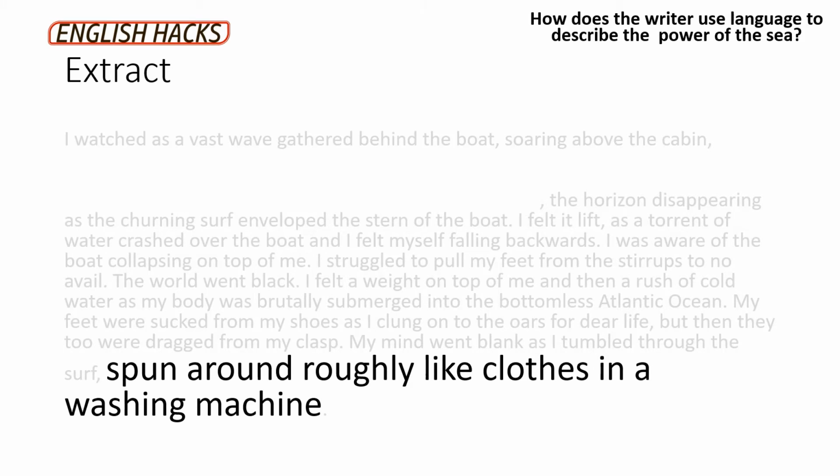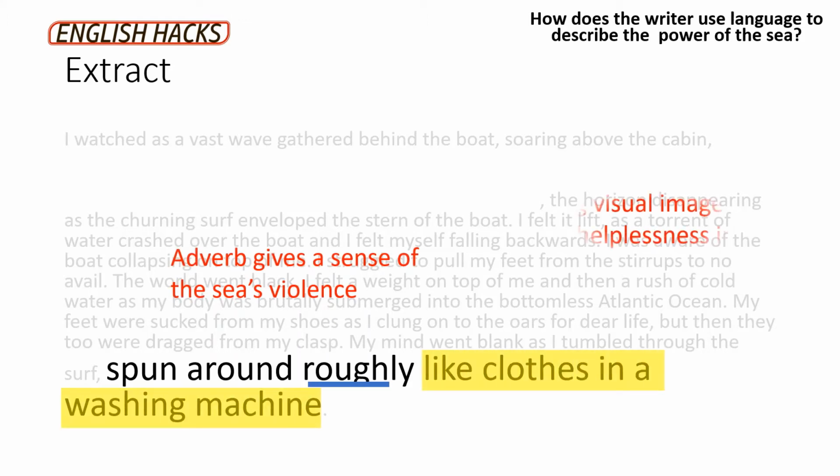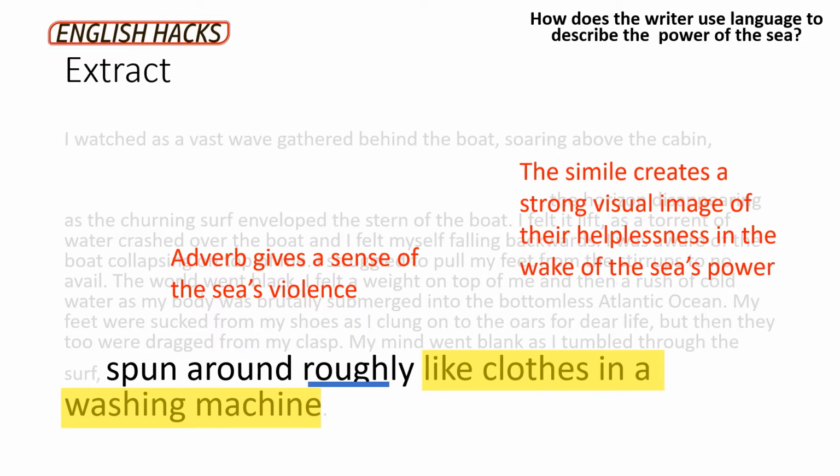Our final quotation is spun round roughly like clothes in a washing machine. Here, the verb roughly gives a sense of the sea's violence. And the simile, like clothes in a washing machine, creates a strong visual image of the sailor's helplessness in the wake of the sea's mighty power.